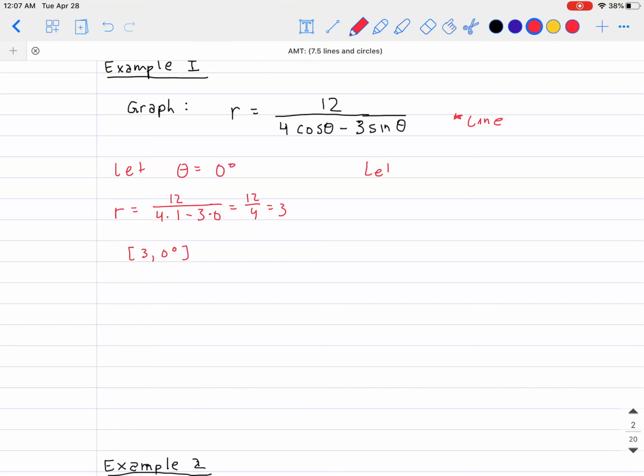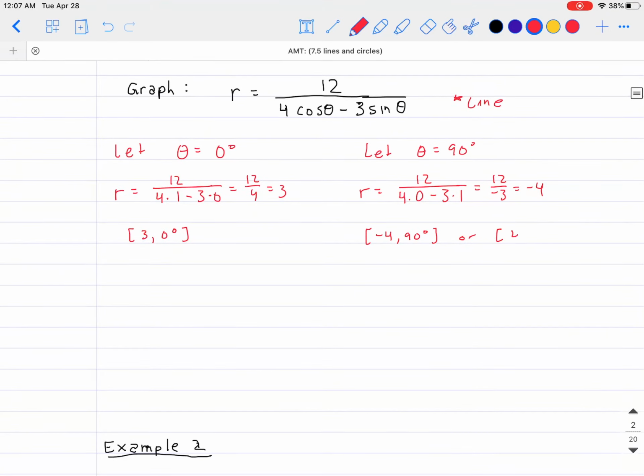I will now let theta equal a different value. So let's say this time theta is equal to 90 degrees. So r, in this case, is equal to 12 divided by 4 multiplied by cosine of 90, which is equal to 0, minus 3 multiplied by 1, because sine of 90 is equal to 1. So to clean up this equation, we now have 12 divided by negative 3, which is equal to negative 4. So that coordinate is going to be negative 4, 90 degrees. Or if you want to make this a little bit easier, that's the same thing as saying 4, 270 degrees, just so that we can have a positive radius.